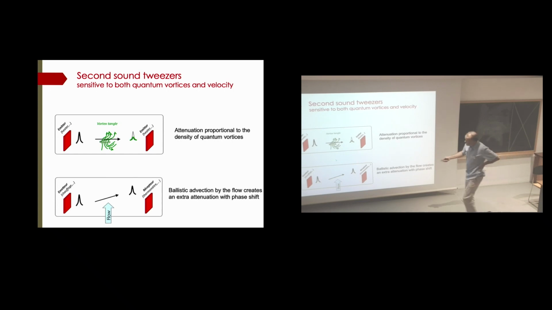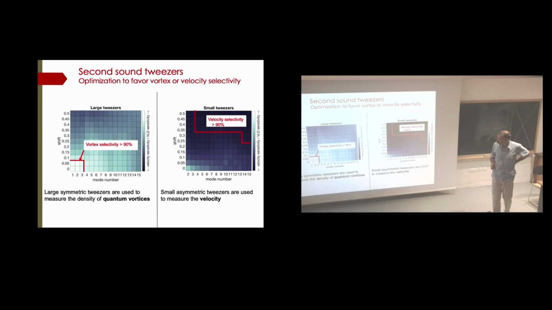And so if you have a tangle, you get some attenuation, but you can also get some attenuation if you have a flow which pushes away the second sound. So this ballistic advection produces some apparent damping, but there's a fundamental difference between the two: this one increases the acoustical path. So it changes the phase, so we can discriminate between both effects. And this is a new result, and we show that by adjusting geometrical parameters of these tweezers, we can make some which more selectively measure vortex line, and some which measure velocity.